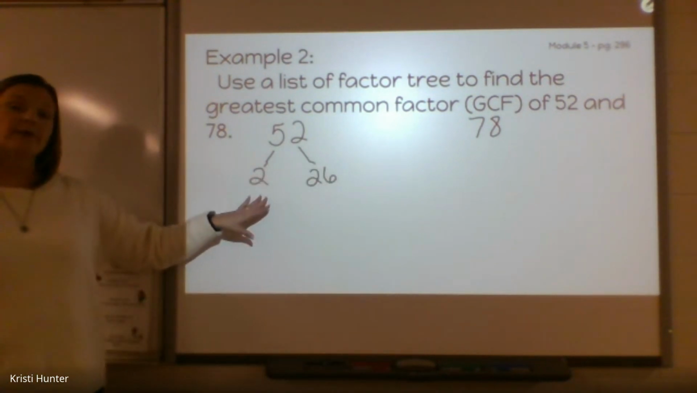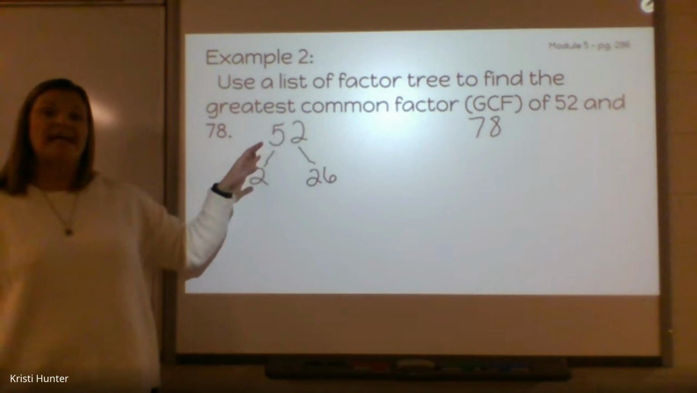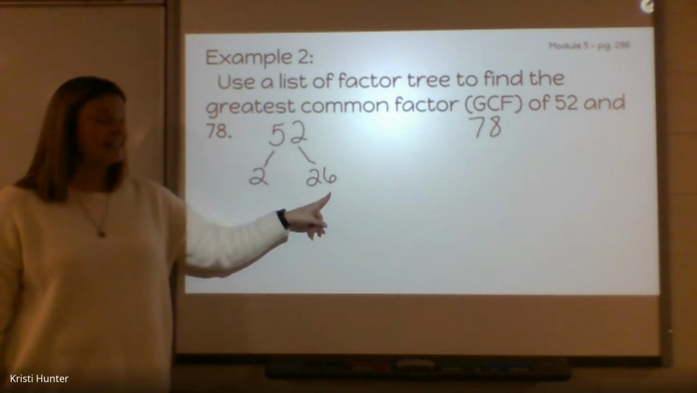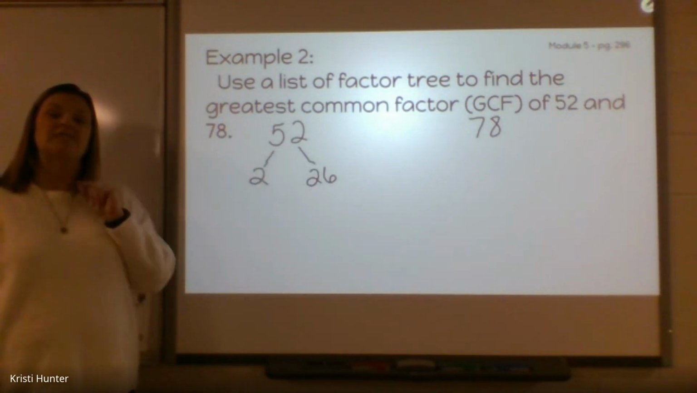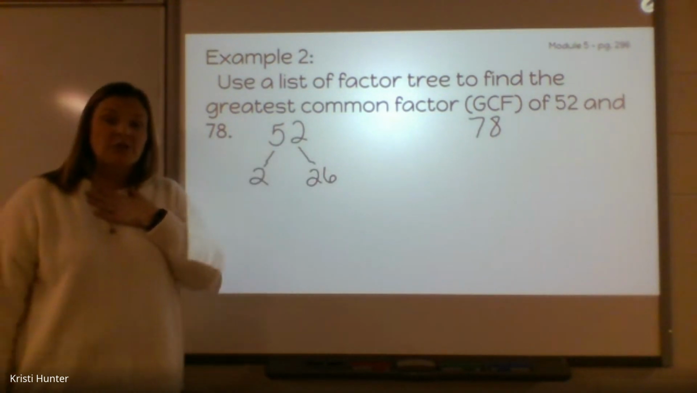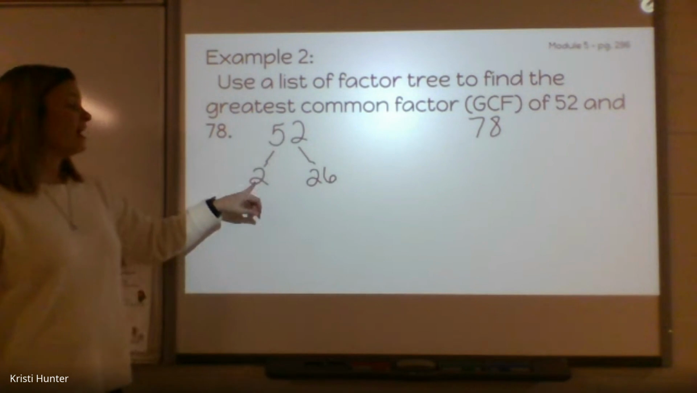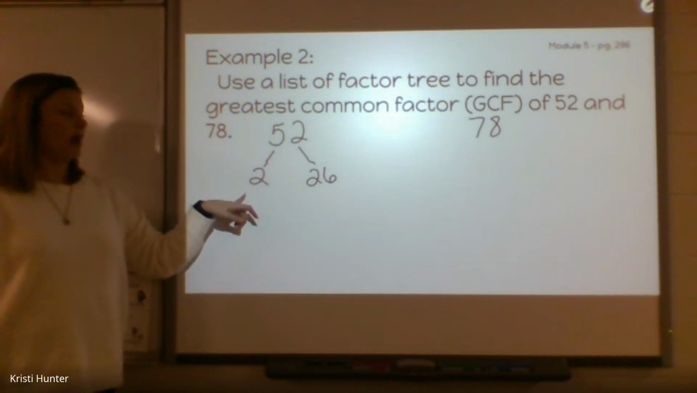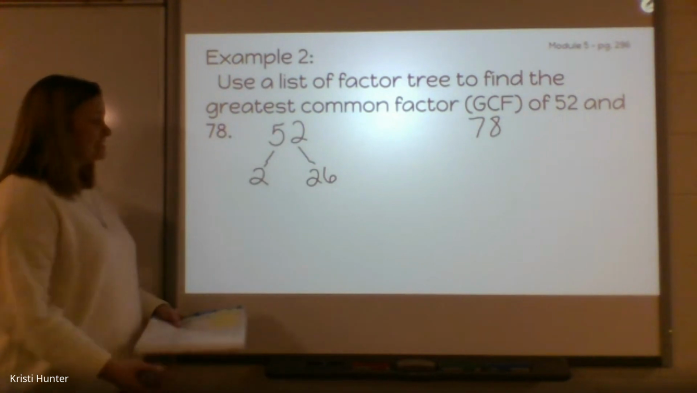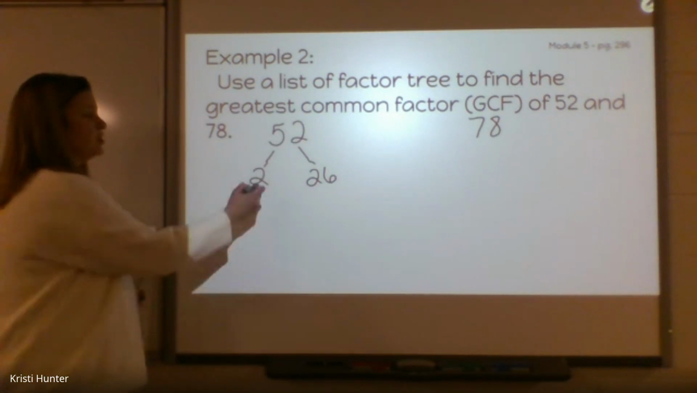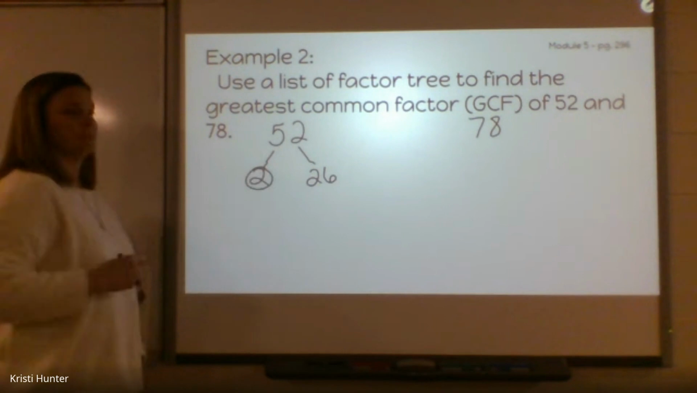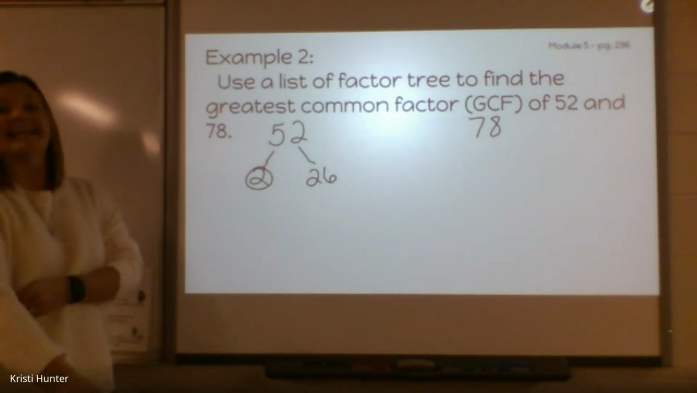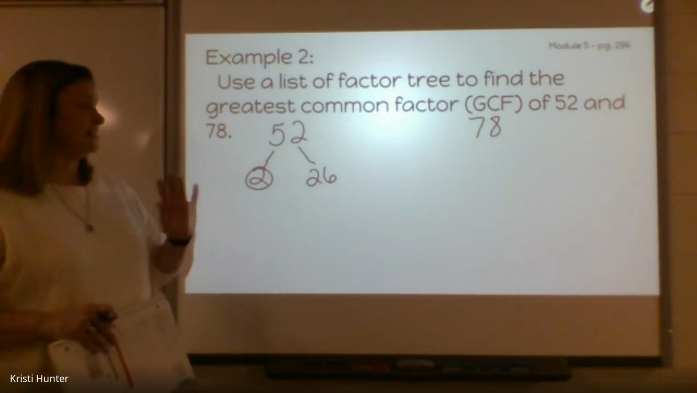So I have broken this 52 into 2 numbers. 2 times 26 gets me to 52. Now I have to look at my factors and see if I can get any smaller. Well, 2 is what we call a prime number. So this is as small as I go. So 2 stays. That is going to be my smallest factor. I can't get any smaller than 2.